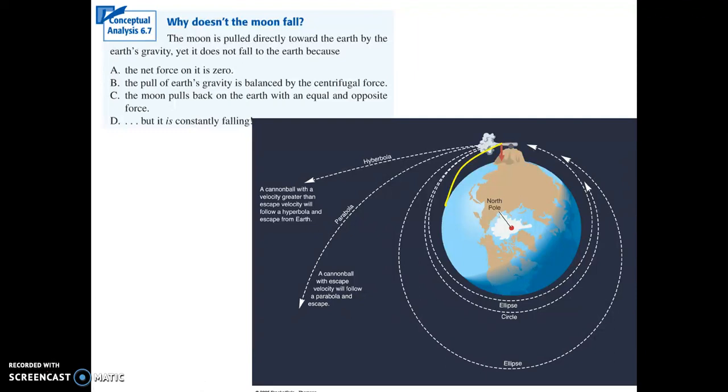So let's see why the moon is constantly falling. Here we have a cannon mounted on top of a very high mountain. If nothing happens and we just let the cannonball drop, it will drop right onto the earth, and we know that this is considered falling. If we give it some speed, it will go in a parabolic motion as indicated by the yellow line. So we agree that this is falling.